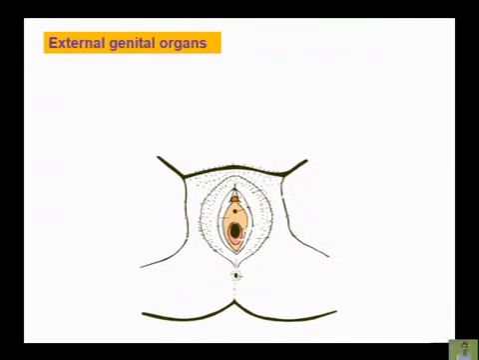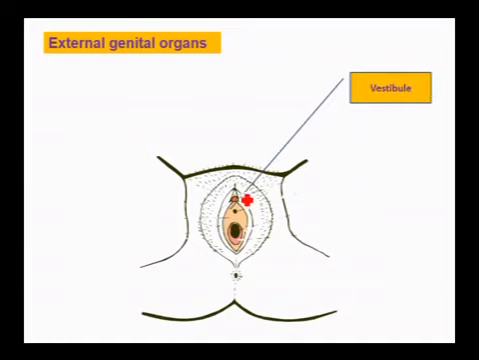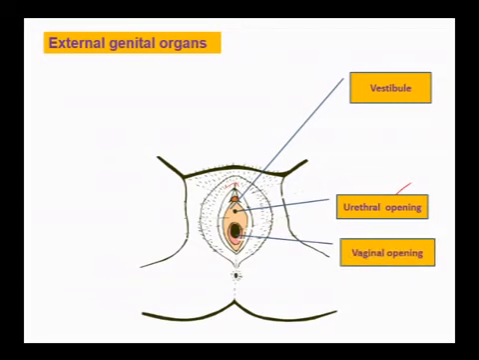External genital organs. External genitalia of the female reproductive system includes vagina. It is associated with a slit-like opening in the center. This is known as vestibule. It has 2 openings, one is called urethral opening and the other one is called vaginal opening.